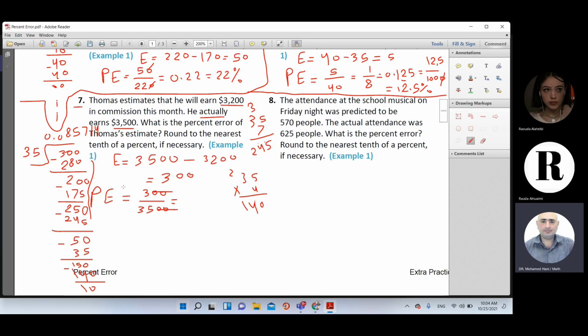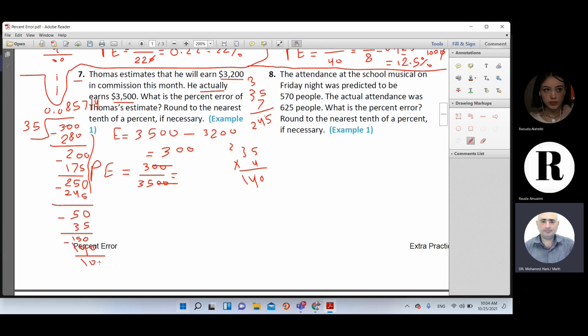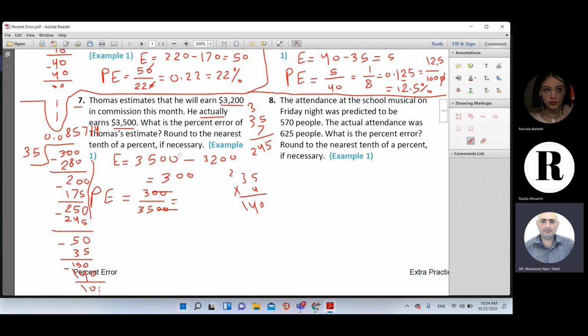So as you see, this operation goes to the infinity. So we can't do estimate here, because here the question said round to the nearest tenth. So we can't write the number 0.08. As a percent will be what? 8%.